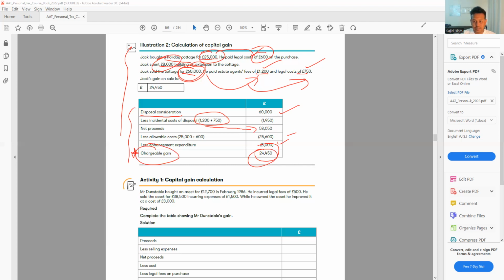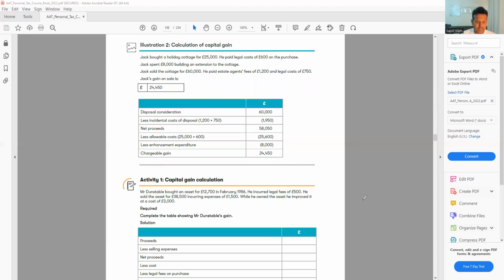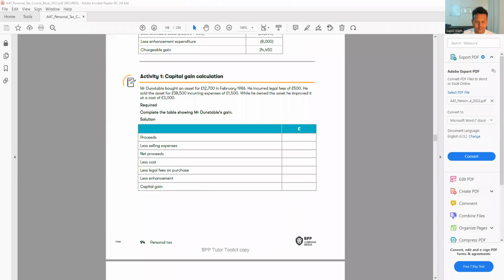Now let's do this one. The next one we have is activity one. Let's try that. So I have here Mr. D bought an asset on 12 February 1986. He incurred a legal fee. He sold the asset for 38,500, and we have selling expense of 1,500. While he owned the asset, improvement cost was 3,000. It's quite straightforward, the way we've done it. So let's find how much the capital gain is from here.